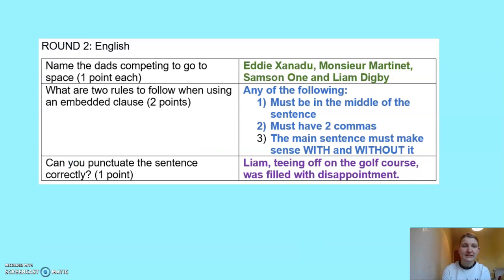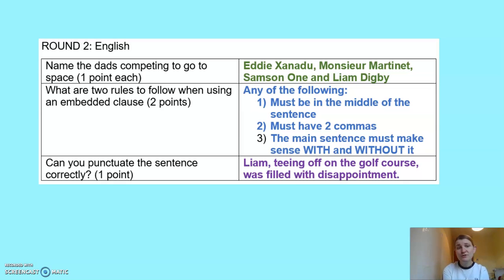It's a big one, am I right? Right, round two. So you had a point each for the dads competing to go to space. Now, I don't mind too much about the spelling. Preferably you got the surname for a couple of them, but as long as you roughly got who they are, you get up to 1 point each, up to 4 points. So Eddie Xanadu, Monsieur Martinet, Samson 1 and Liam Digby. I know he's not a real dad, but he is competing in the dad competition. So you get up to 4 points for that question.